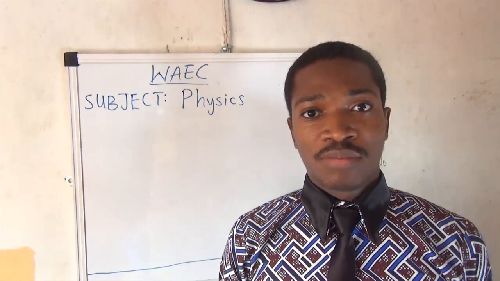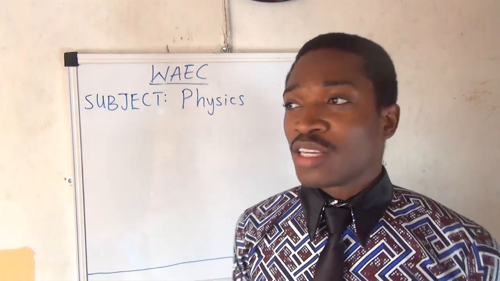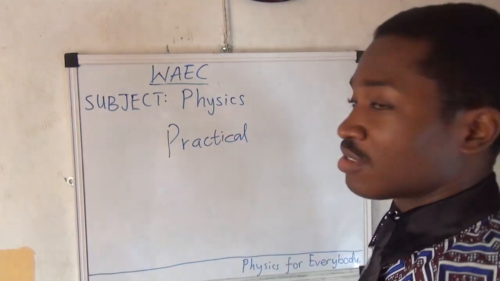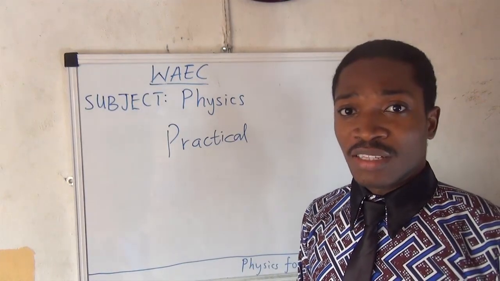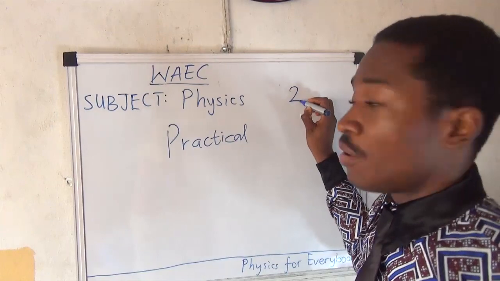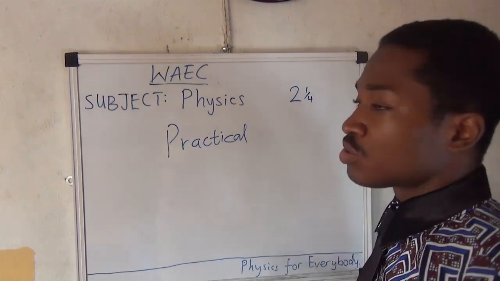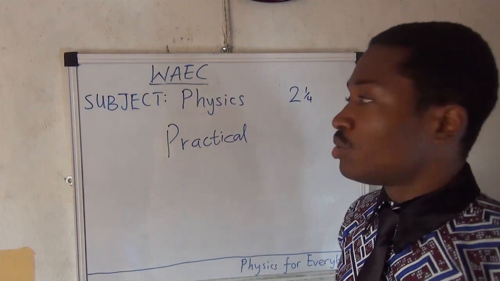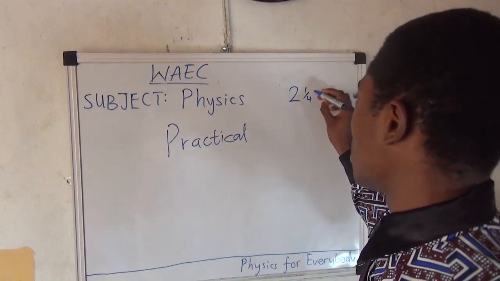You have the theory, the objective, and the practical. The first one you normally take is your practical exam. Your practical exam has three questions, and you answer two out of those three. The time normally allocated to these three questions is 2 hours, 15 minutes. How would you answer two questions within 2 hours, 15 minutes? That's 2.25 hours.